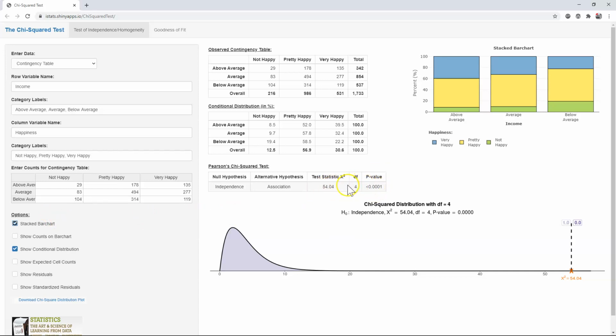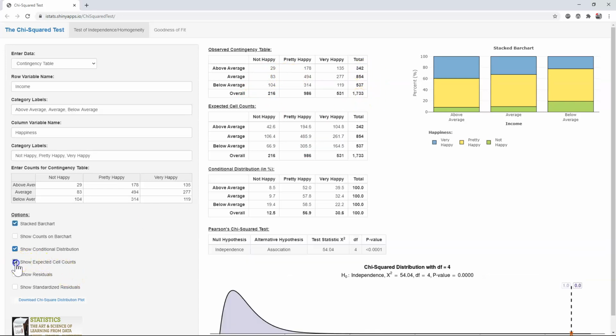One thing to keep in mind too, sometimes we're interested in the expected counts. Like if these things are independent, how many would we expect to see in each of these categories based on the total number of people we have? We can always turn that on using this feature right here, find the expected counts, and it'll give those numbers to us. For example, I might see that we expect to see 42.6 people in the above average but not happy category. We actually only saw 29, so there were fewer people in this category than expected, and so on.